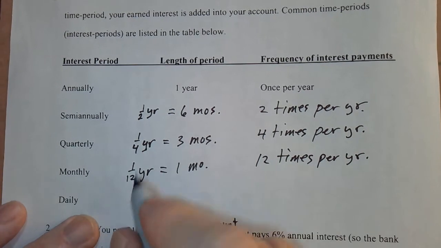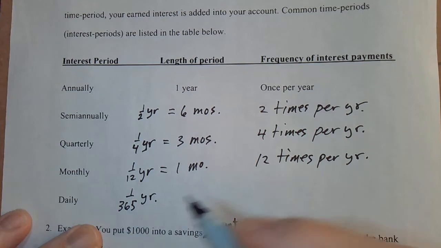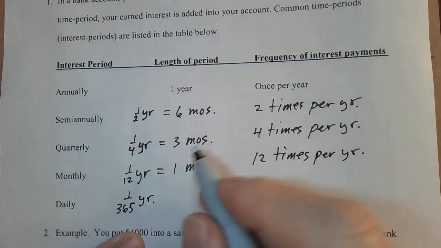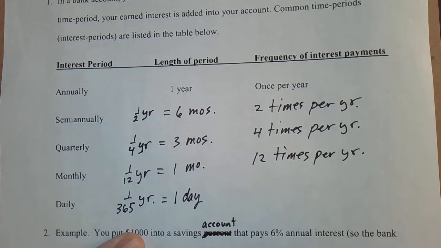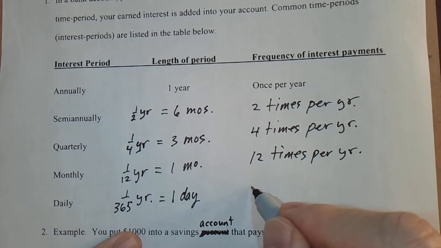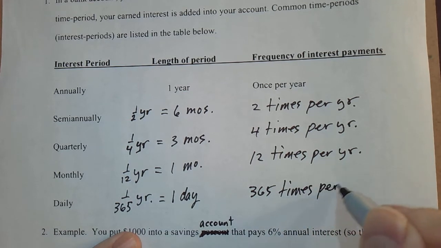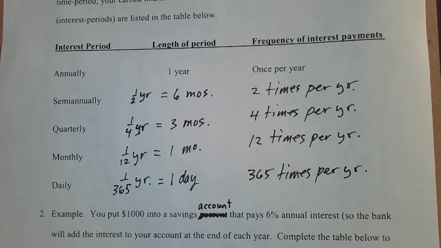And then daily is 1/365th of a year. We'll just ignore the leap year every 4 years, which has 366 days. The length of the period would be 1 day, and that would be 365 times per year. Those are very common. There's actually one called continuously compounded interest, and we're not going to worry about that in this section.